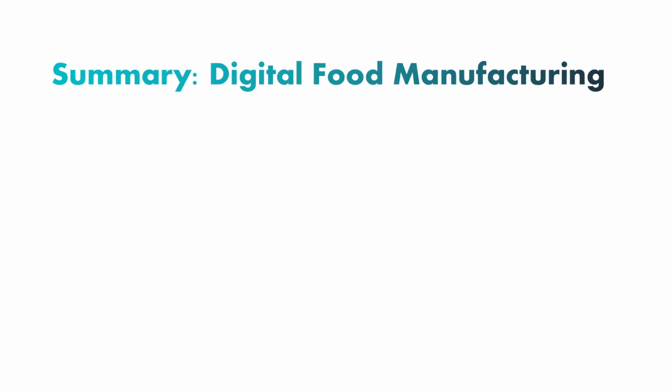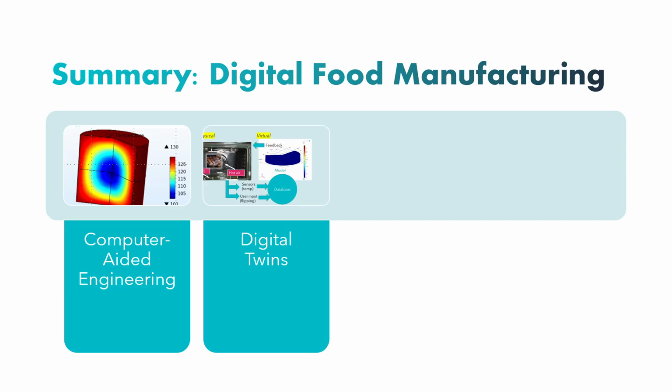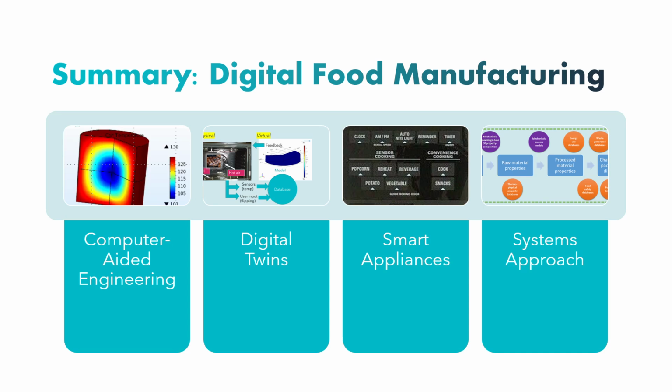So to summarize then, this digital food manufacturing would use some of the digital food physics and models that we'll be talking about in this course. The four examples we gave are computer aided engineering, digital twins, smart appliances, and systems approach.